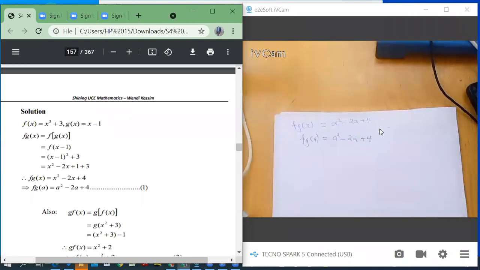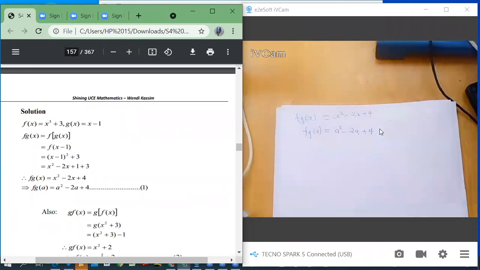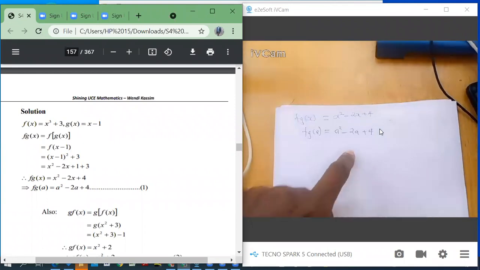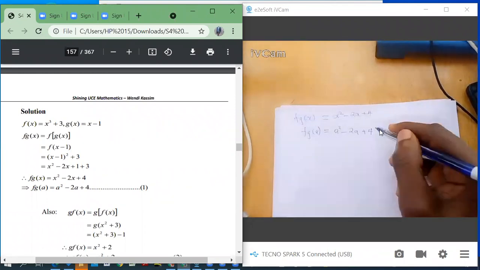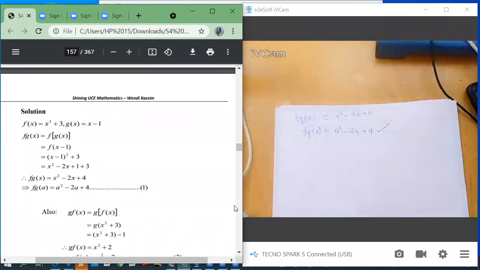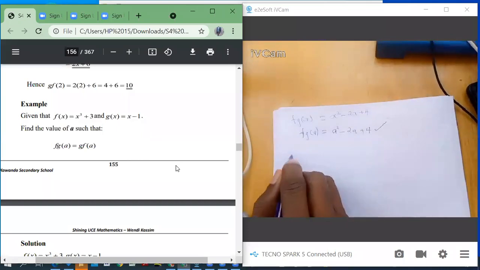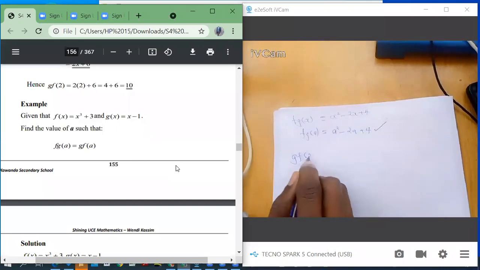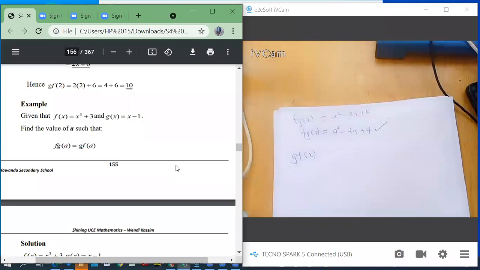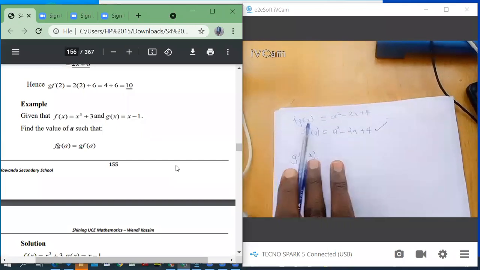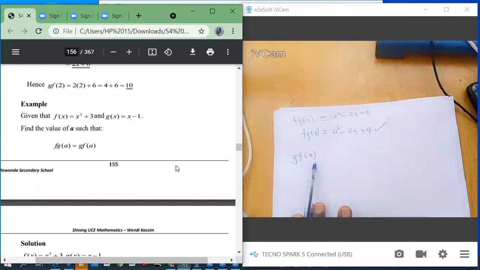Are we together? Let's use this one now. If that is true, let's go back to the condition. What was the condition? Another condition is that we have to find g f of x. We have already got f g of x. Now we want to find g f of x.